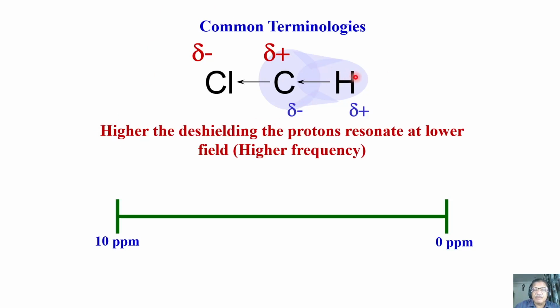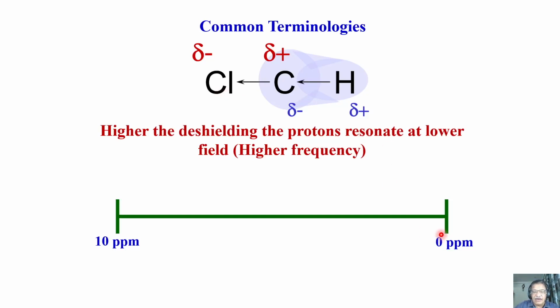Now, in this case, the proton is, because this is withdrawing electron, let's say, de-shielded. Doesn't matter. The higher the de-shielding of the protons, the more they resonate at lower field. Lower field means higher frequency. Don't get confused. These are the terminologies we use in NMR. So I want to make it very clear for you about the common terminologies we use in NMR.